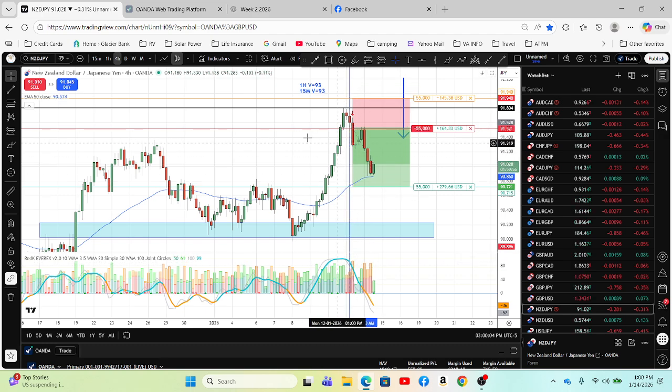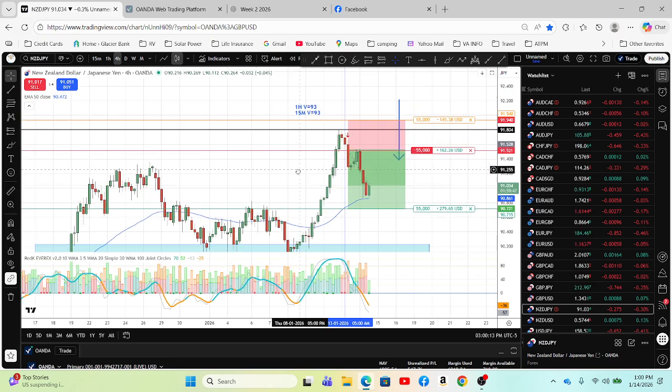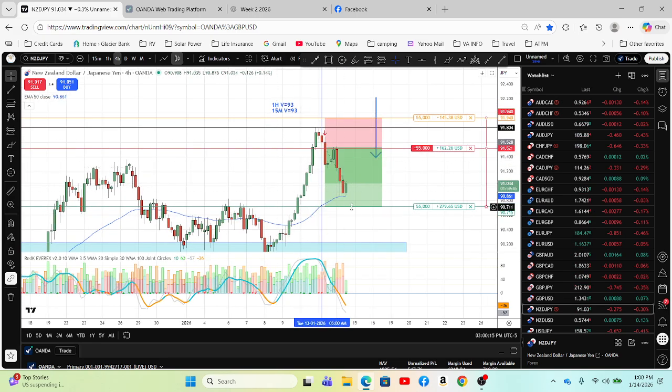And so anyhow, the 1 hour volume was at 93, and the 15-minute volume was at 93 also. So that told me this thing is going to go down. When you see volume high like this, and I don't think it goes over 100. I've never seen it over 100. I've seen 97, but so 93s are really high. And you can see what happened, man. Boom, just bottom fell out.